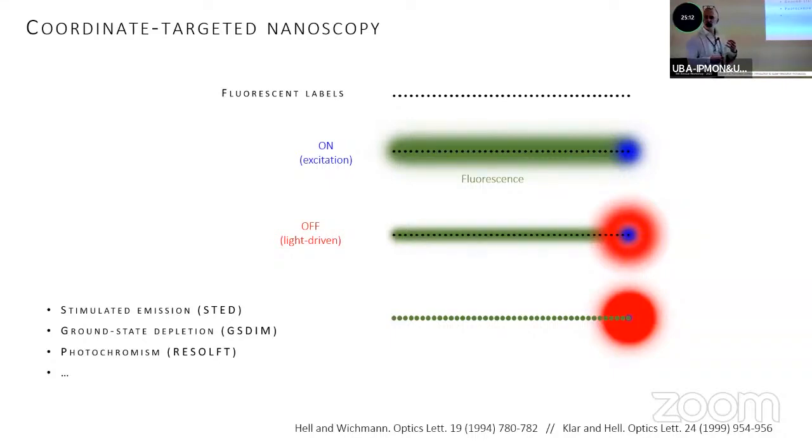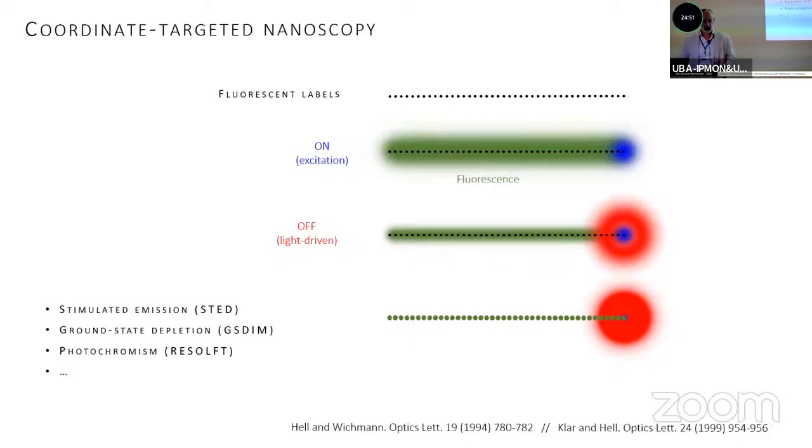But you can also do it by depleting the ground state. That's called GSD, ground state depletion imaging. Or you can use photochromic fluorophores. And we saw some of it this morning in Ilaria's talk. And that's called RESOLFT. And there are many others as well. But they're all based on the same concept. So what do you need to implement this?